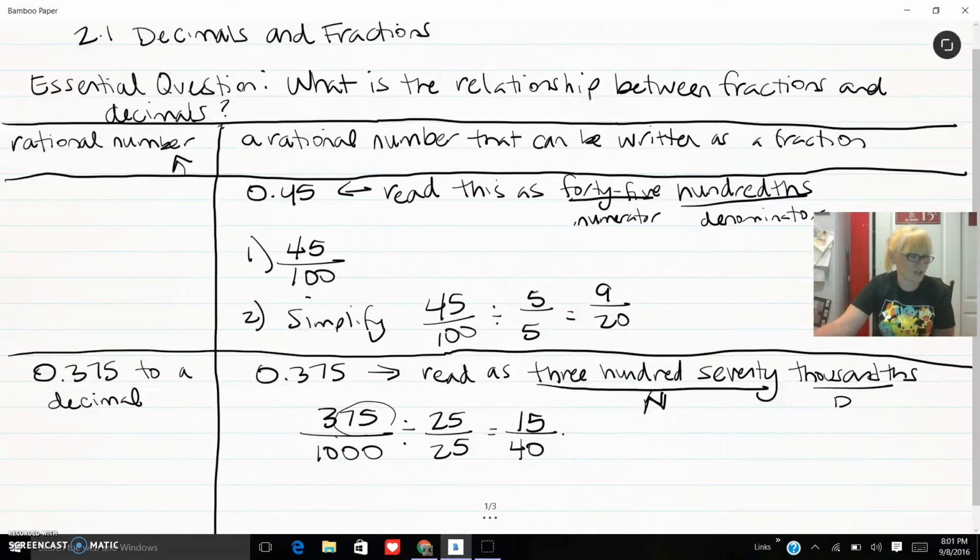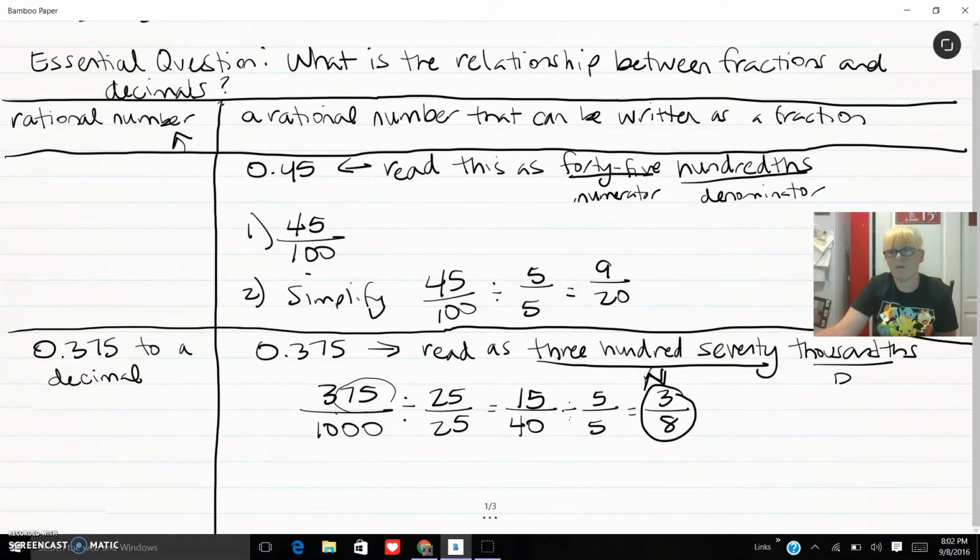Can I make that fraction smaller? Why, yes, Miss Fernley, we can. We can divide by 5. All right, 15 divided by 5 is 3. 40 divided by 5 is 8. 3 is a prime number, and it doesn't go into 8. Therefore, that is my smallest fraction. But wait, Miss Fernley, what if there's a whole number in my answer or in my decimal? Well, I will tell you.